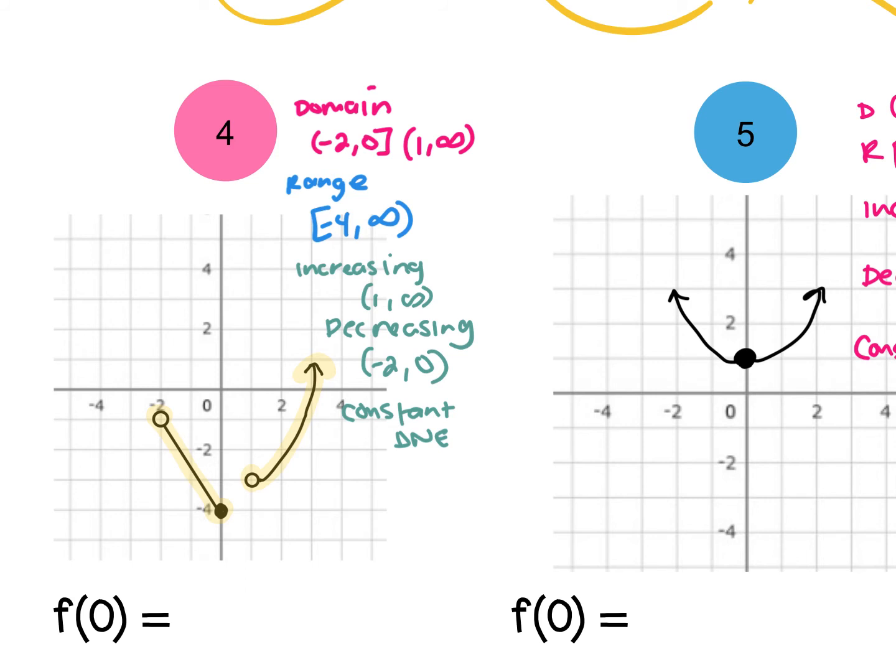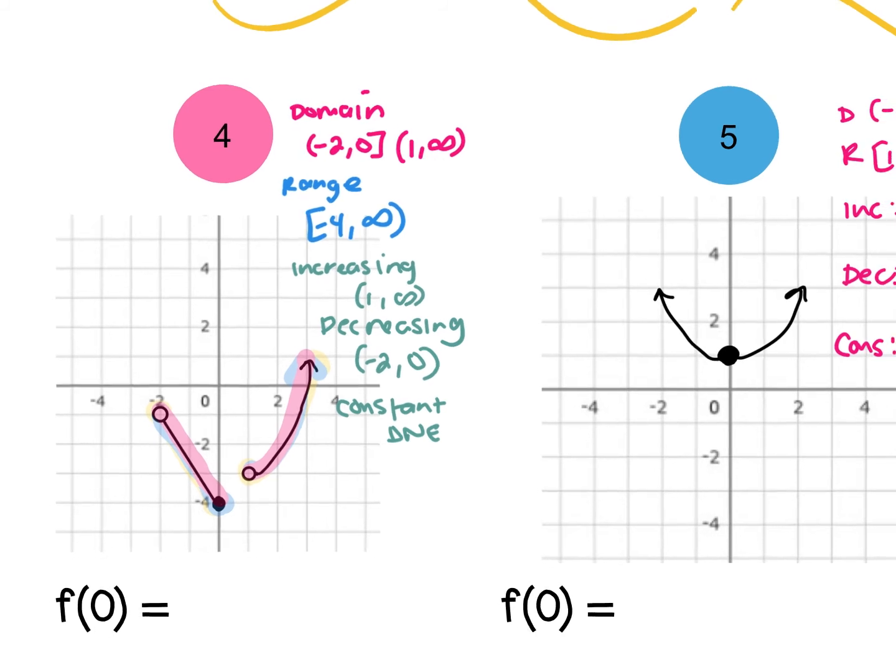My range, from bottom to top, lowest y is this -4. And then I have a range that goes all the way up here and overlaps over here and ends with an arrow. So that's why it's to positive infinity. The first part is decreasing. So decreasing from -2 to 0. And then it changes to increasing from 1 to positive infinity. And there's no constant.